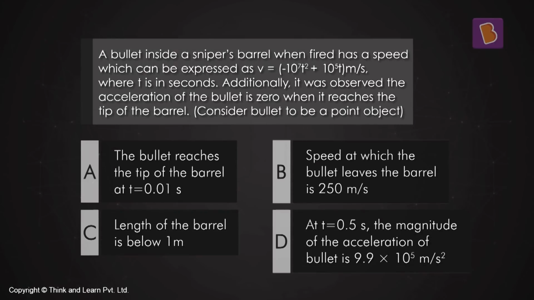So here we have a multiple correct question, which obviously means that out of all the 4 options, there can be more than one correct option.